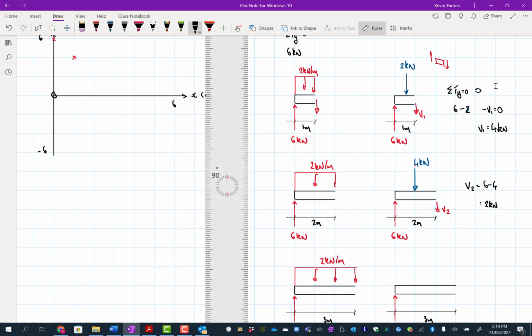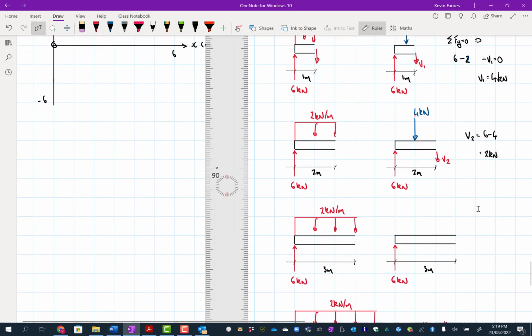And that makes sense. So I'm putting a load on of 2 kilonewtons per meter, and I started off at 6 kilonewtons shear. This is going across the way, so it's almost like following the load. We've gone 1 meter, so it's dropped by 2 kilonewtons, because it's 2 kilonewtons per meter. We go another meter, it'll drop by another 2 kilonewtons. And so the shear at this point is going to be 2 kilonewtons.